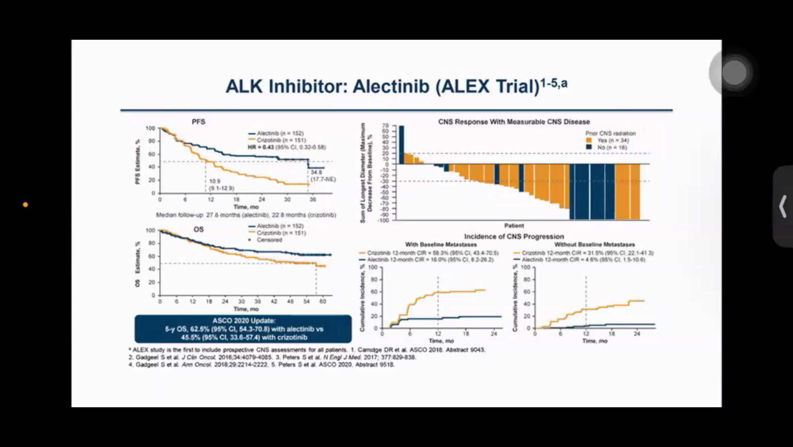So in the ALEX trial, we can see that alectinib has significantly improved progression-free survival and overall survival compared to crizotinib. This improvement was also seen in patients with a measurable CNS disease who had a baseline metastasis and also those without a baseline metastasis.